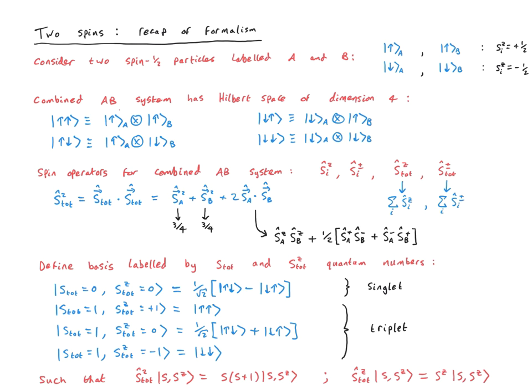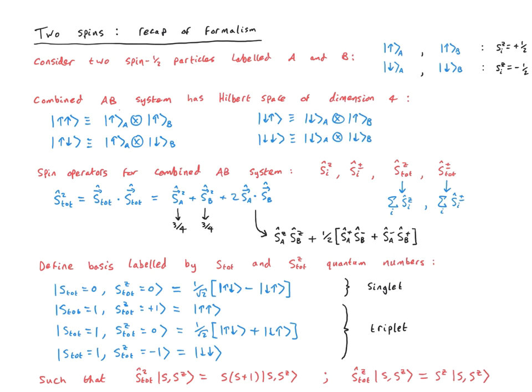We label the z projection of the spin of particle I by S_Z^I, and it can take values of either plus a half or minus a half. In this case, I labels either the A or B spins. Now we consider the combined AB system, which has a larger Hilbert space. It has a Hilbert space now of dimension 4, because we have 4 different possibilities for combining the two spins.